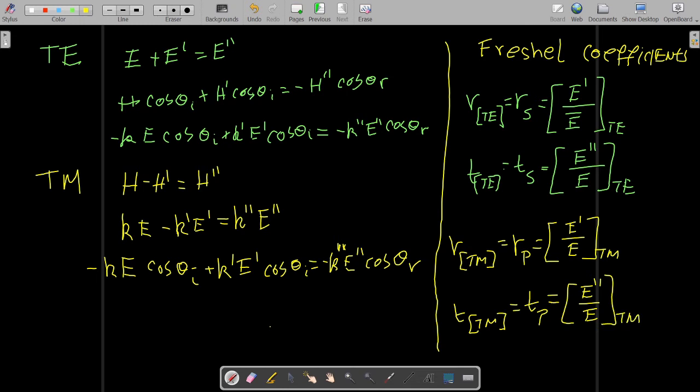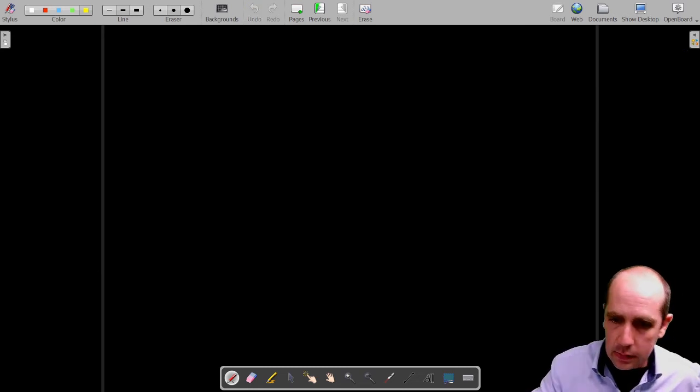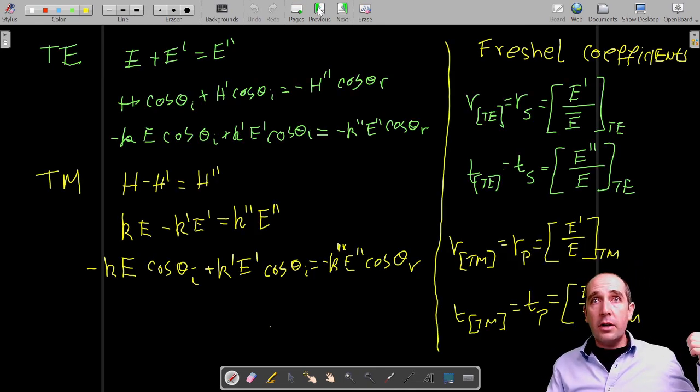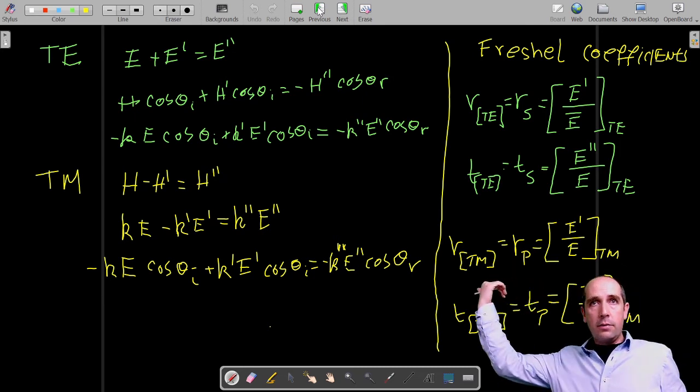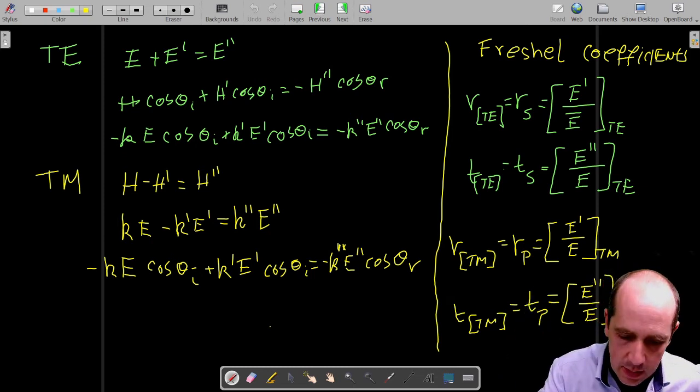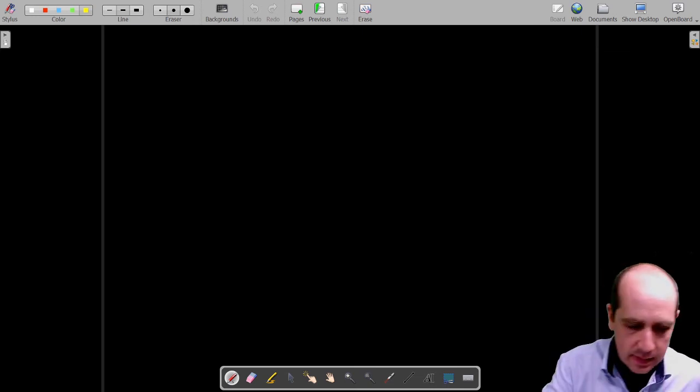Okay, so these are just the definitions. We just want to have basically a ratio between the amplitudes of the incoming wave, and of any of the two, either reflected or refracted wave, with respect to the amplitude of the incoming wave. Now, if we substitute all these expressions from the previous slide and these definitions of the Fresnel coefficients, what we obtain is the following.